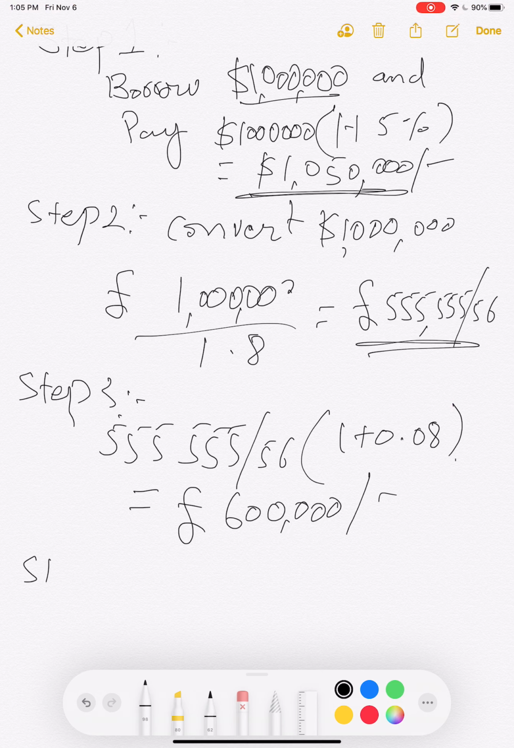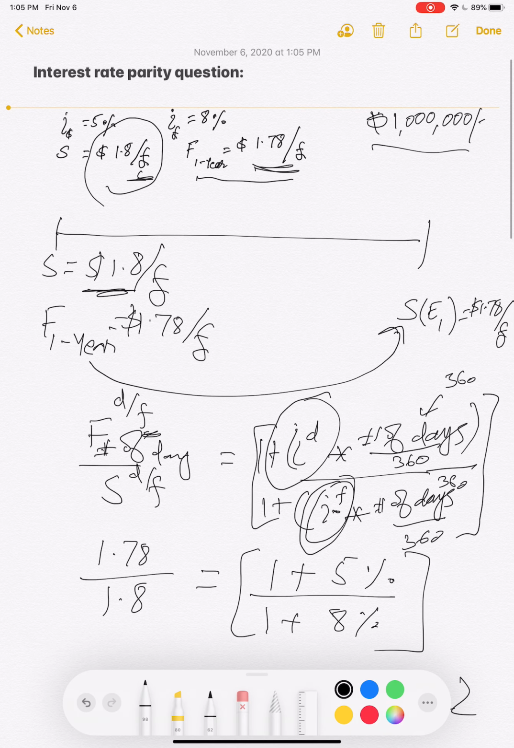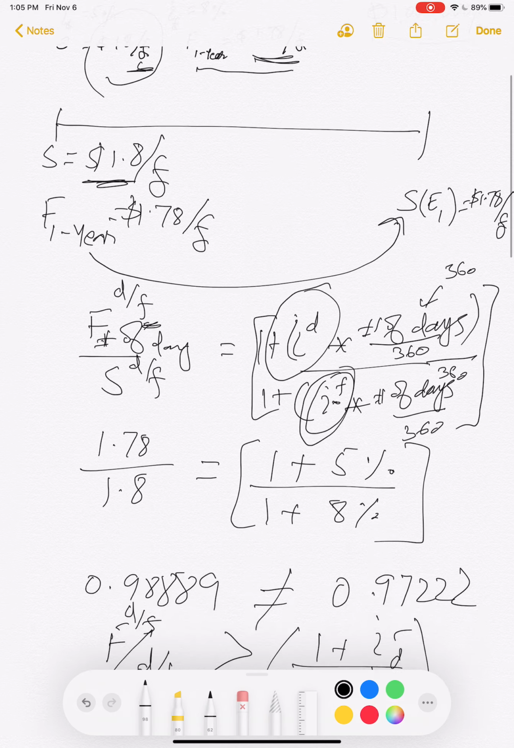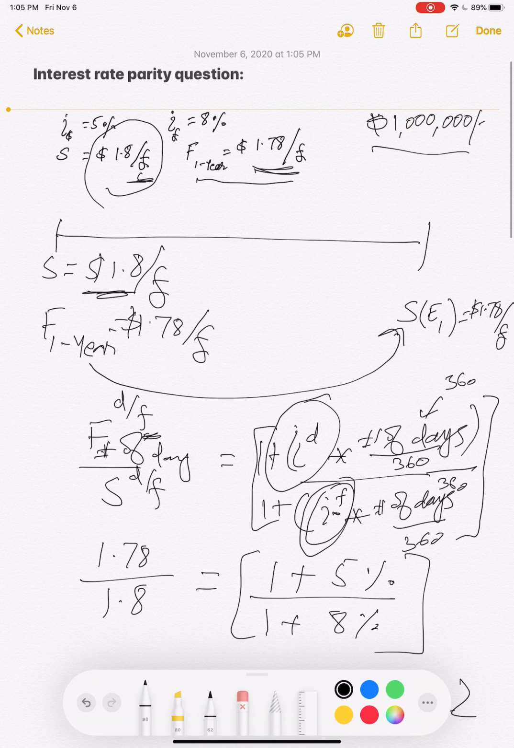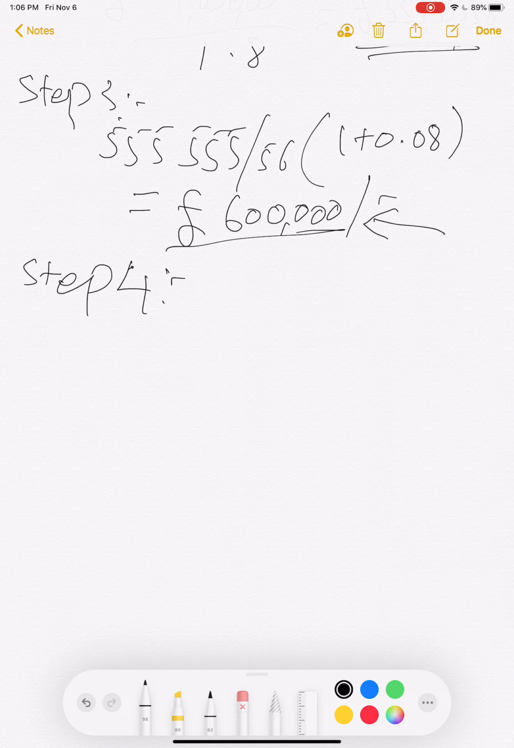Now at this step 4, you know that after a year you will get 600,000, and because the forward rate is not the right forward rate, there is a violation of the interest rate parity. You need to convert these 600,000 pounds back at the current forward rate, which is this one today, to get the dollar proceeds in order to get the profit. So you will lock into the conversion today at the forward rate.